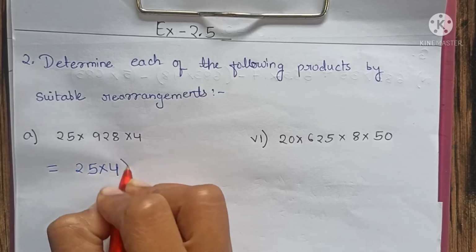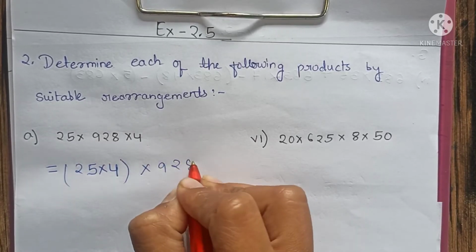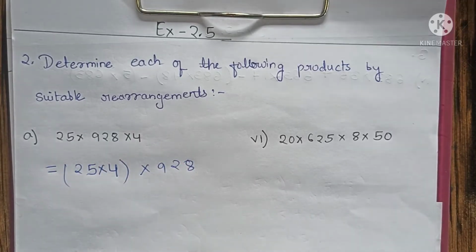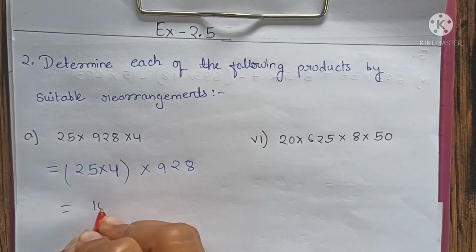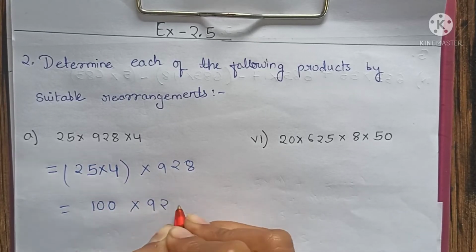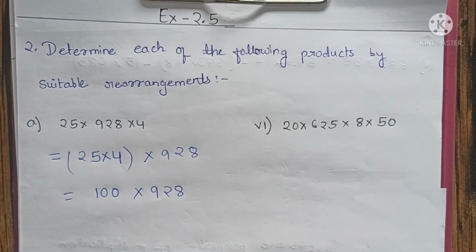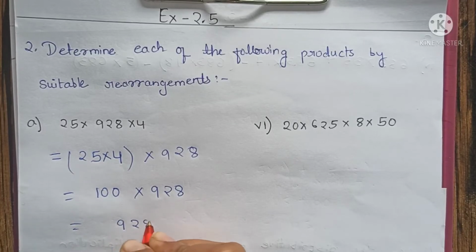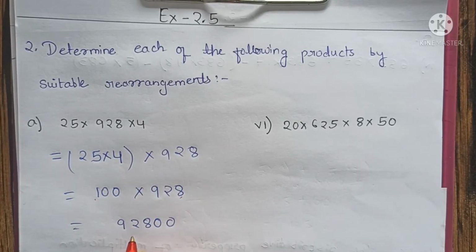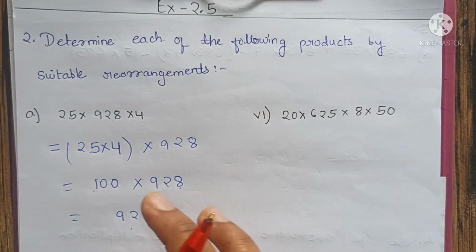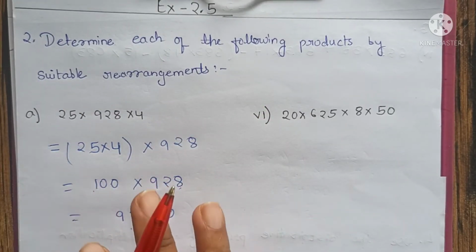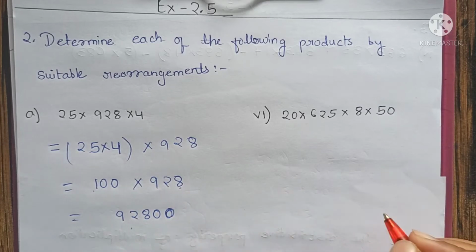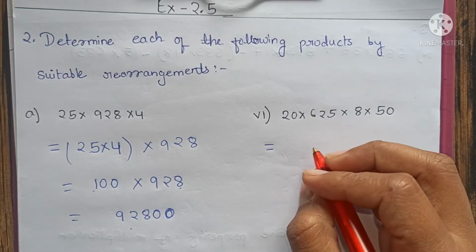So in 25 into 4, if I group these two numbers and leave 928 at one side, then if we multiply 25 into 4, we will get 100 multiplied by 928. Now 100 into 928 will give us 92800. 928 into 1 is 928 and these 2 zeros will take its place. So this is easy. By rearranging the numbers properly, our answer becomes easier. Okay. Now here, let us multiply.